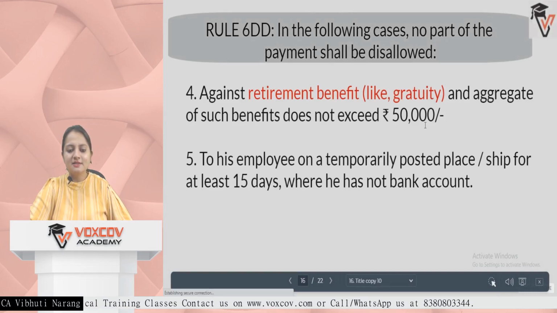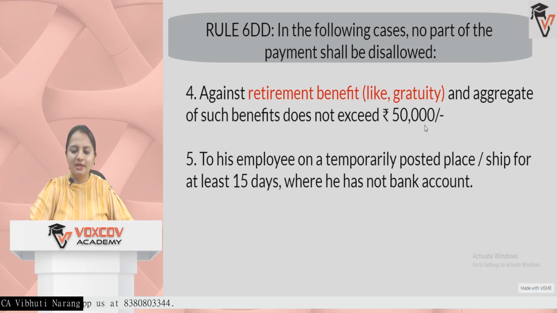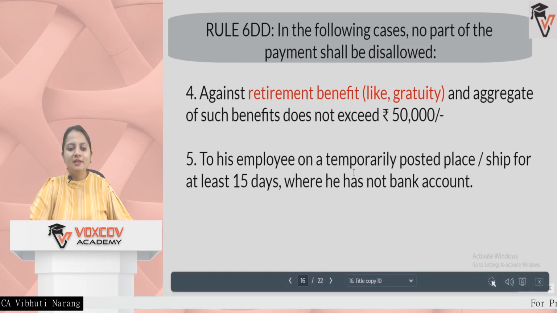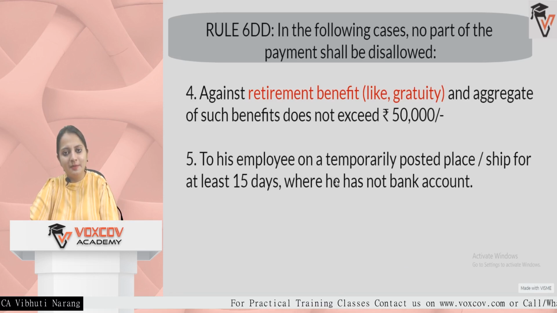The next case is any terminal benefits like retirement benefits or gratuity, but the upper cap limit for cash transaction is 50,000, so it should not exceed rupees 50,000. Then payment to any employee on a temporary basis, if he or she is posted in any area where he does not have any bank account.